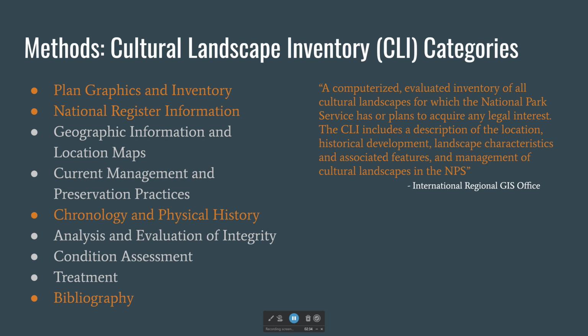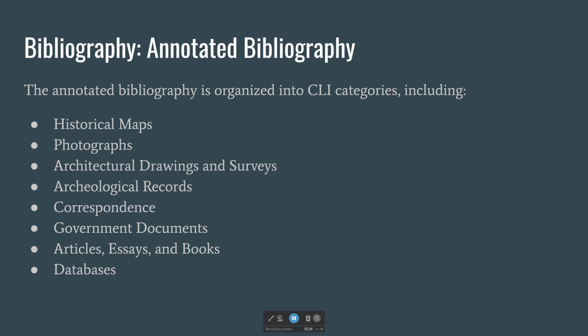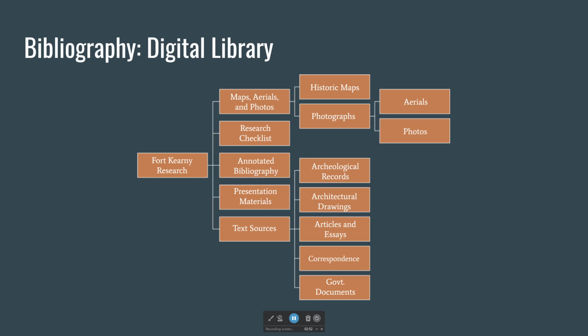physical history, and bibliography. So the annotated bibliography is organized into CLI categories, including the historical maps, photographs, architectural drawings and surveys, archaeological records, correspondence, government documents, articles, essays, and books, and finally databases. And likewise, the digital library, where I compiled all these sources, is organized in that same way as the bibliography.